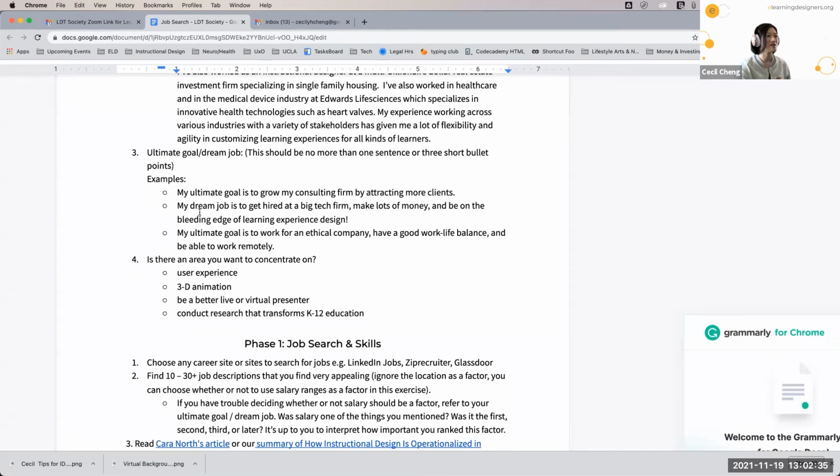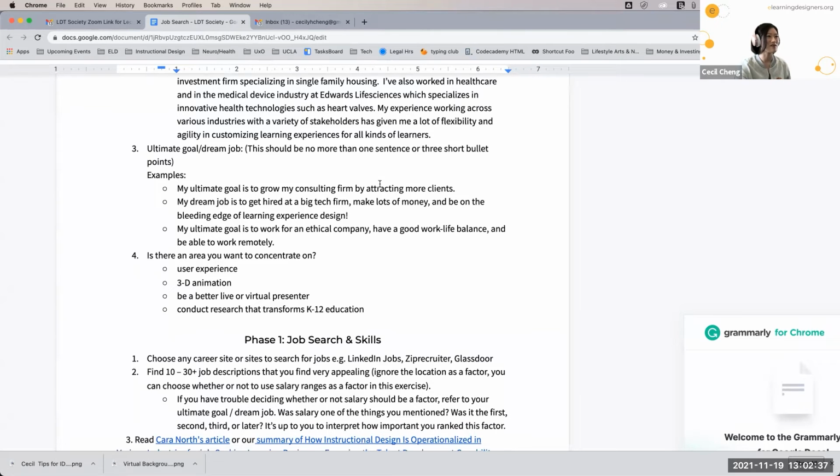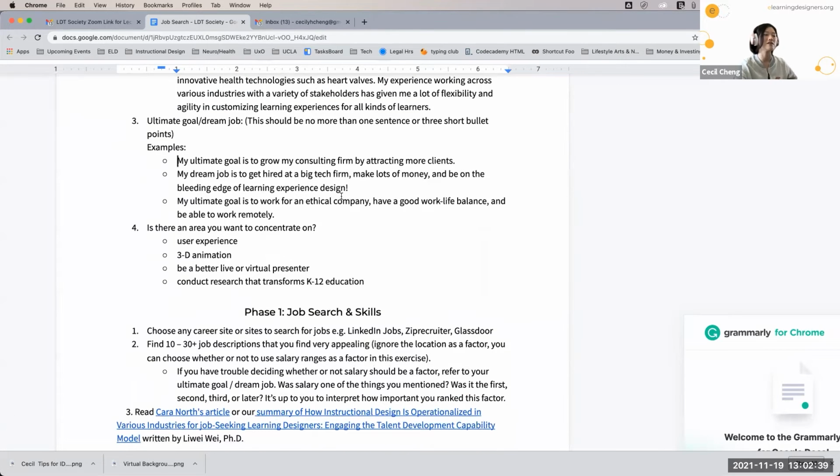So let's see. So the ultimate goal and dream. So we went through some of that. Another example is, and I've actually heard one of my ID interns say this, she said her ultimate goal was to work for an ethical company, hopefully one that does social good, and to have a good work-life balance. She has kids, she wants to have time with her family, and also to be able to work remotely.